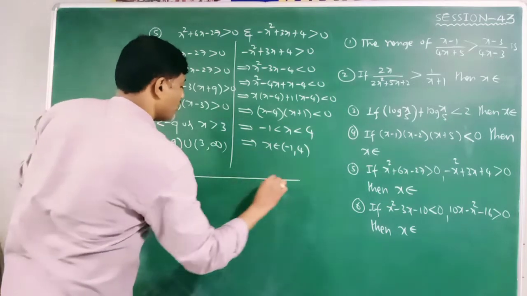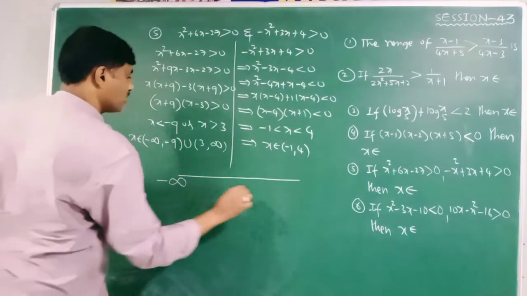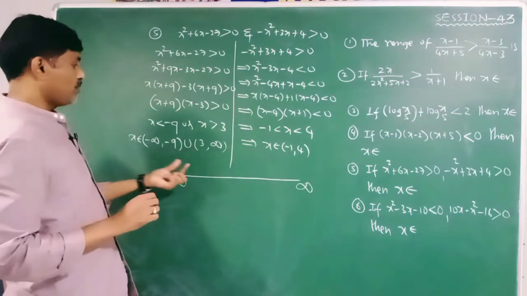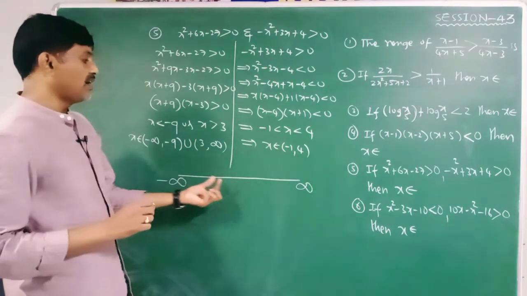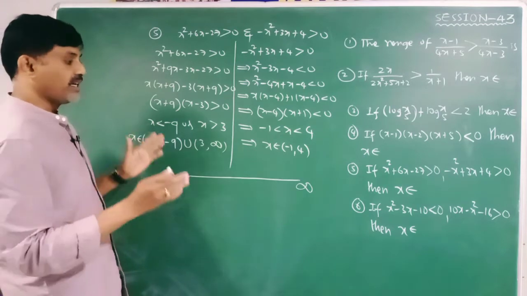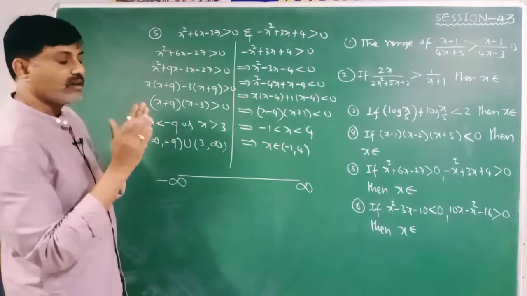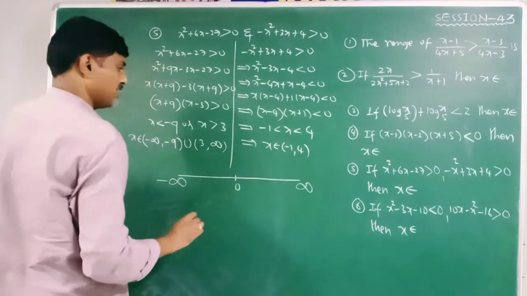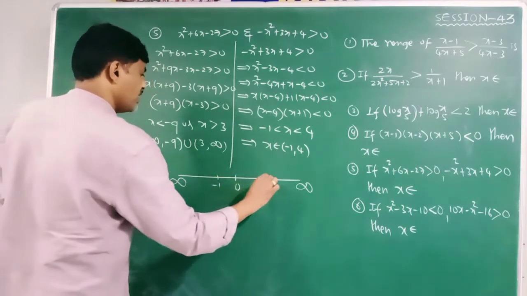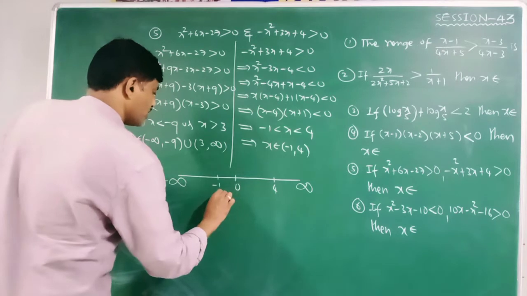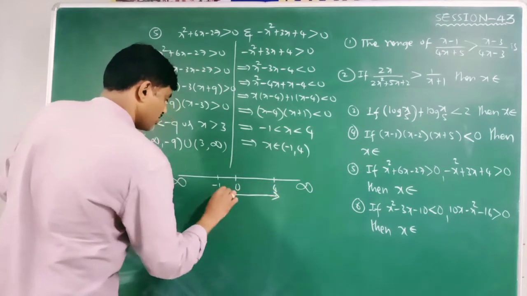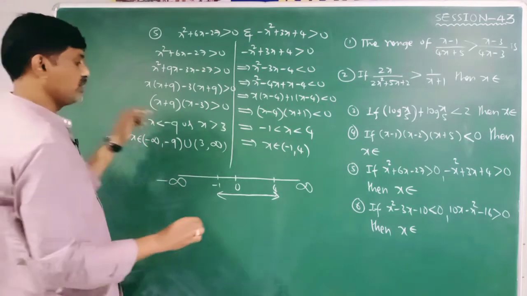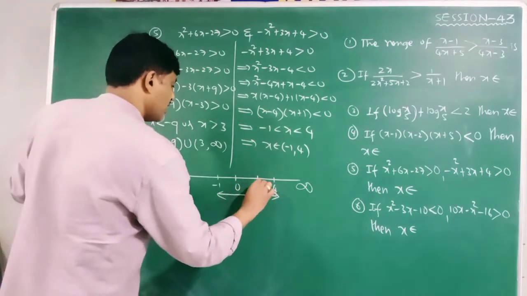Now you can draw one real line, from minus infinity to plus infinity. Now you have to plot this interval and this interval on the real line, as from that we have to take the common solution for x. Now this is minus 1, here 0, here we have minus 1, here we have 4. This is the solution for minus 1 comma 4. Now here 3 to infinity. Somewhere here is 3, very clear.